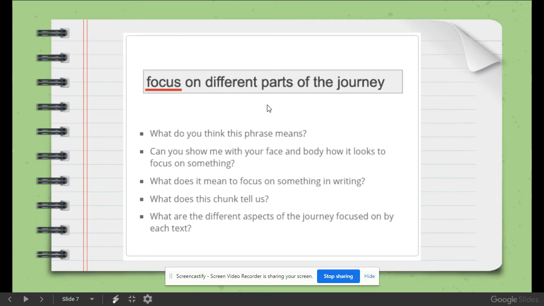Focus on different parts of the journey. What do you think this phrase means? Let's look at this word focus. If you focus on something, that means you are giving a lot of attention to it, a lot of detail to it. So the writer is suggesting that both the article and the novel provided a lot of detail about the journey. They focused on different parts of it, but there was a lot about the journey in both texts.